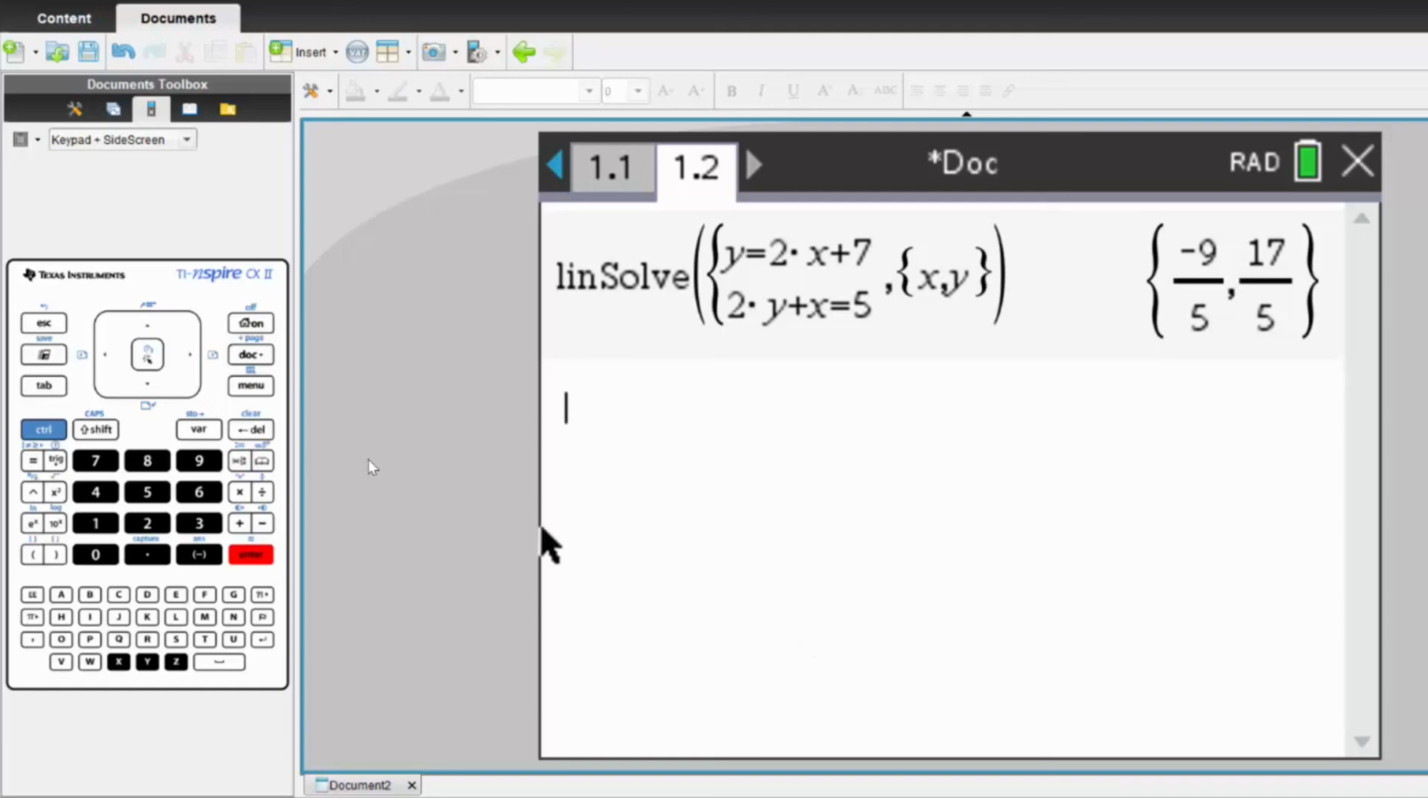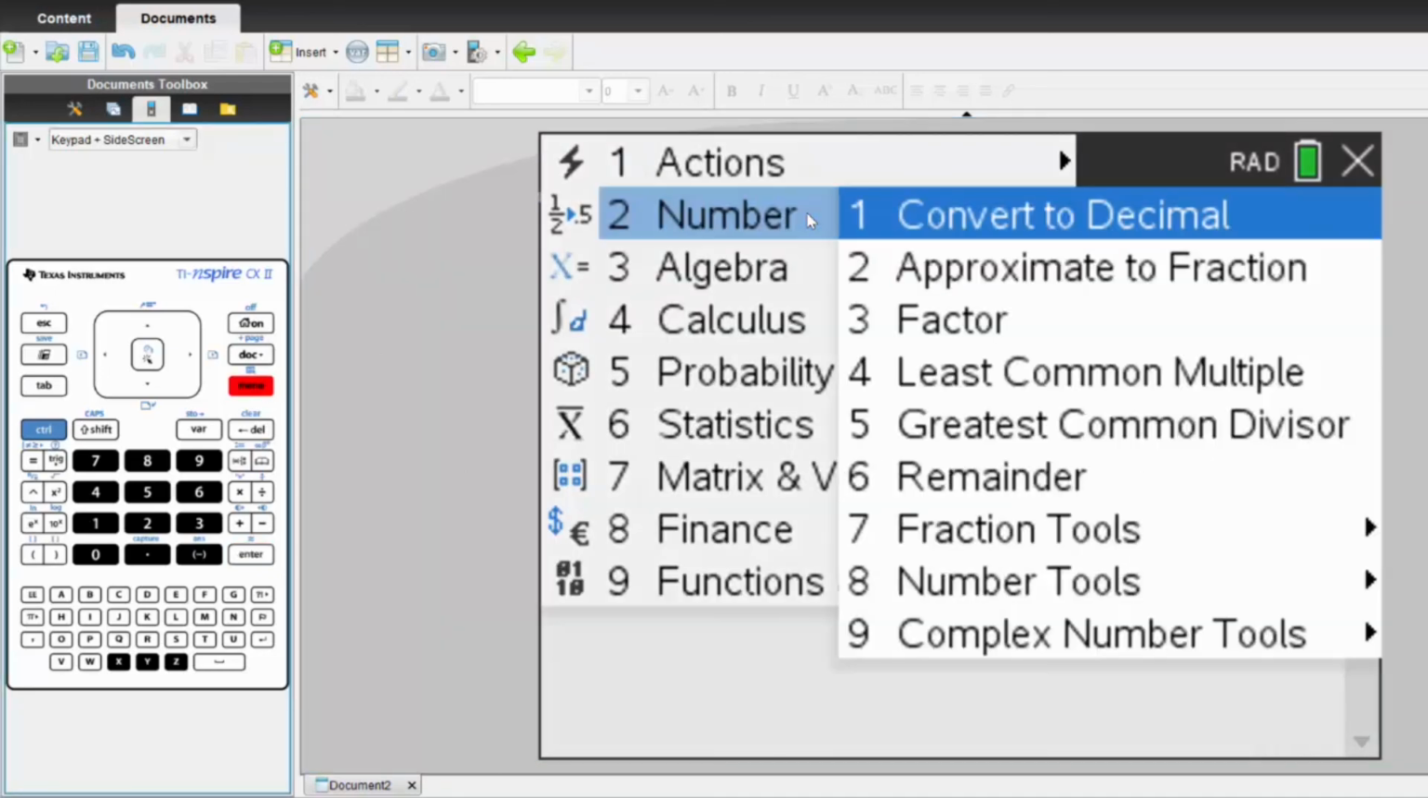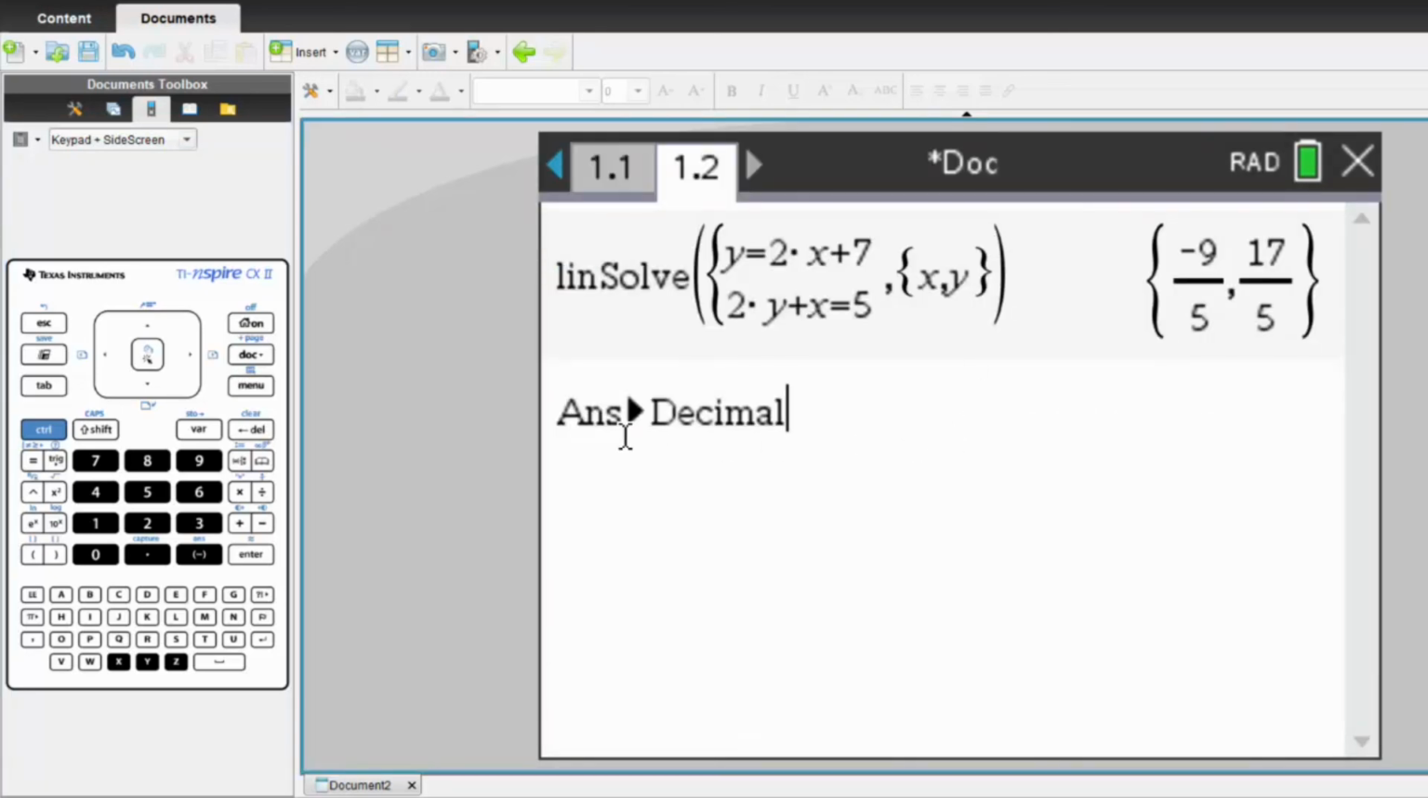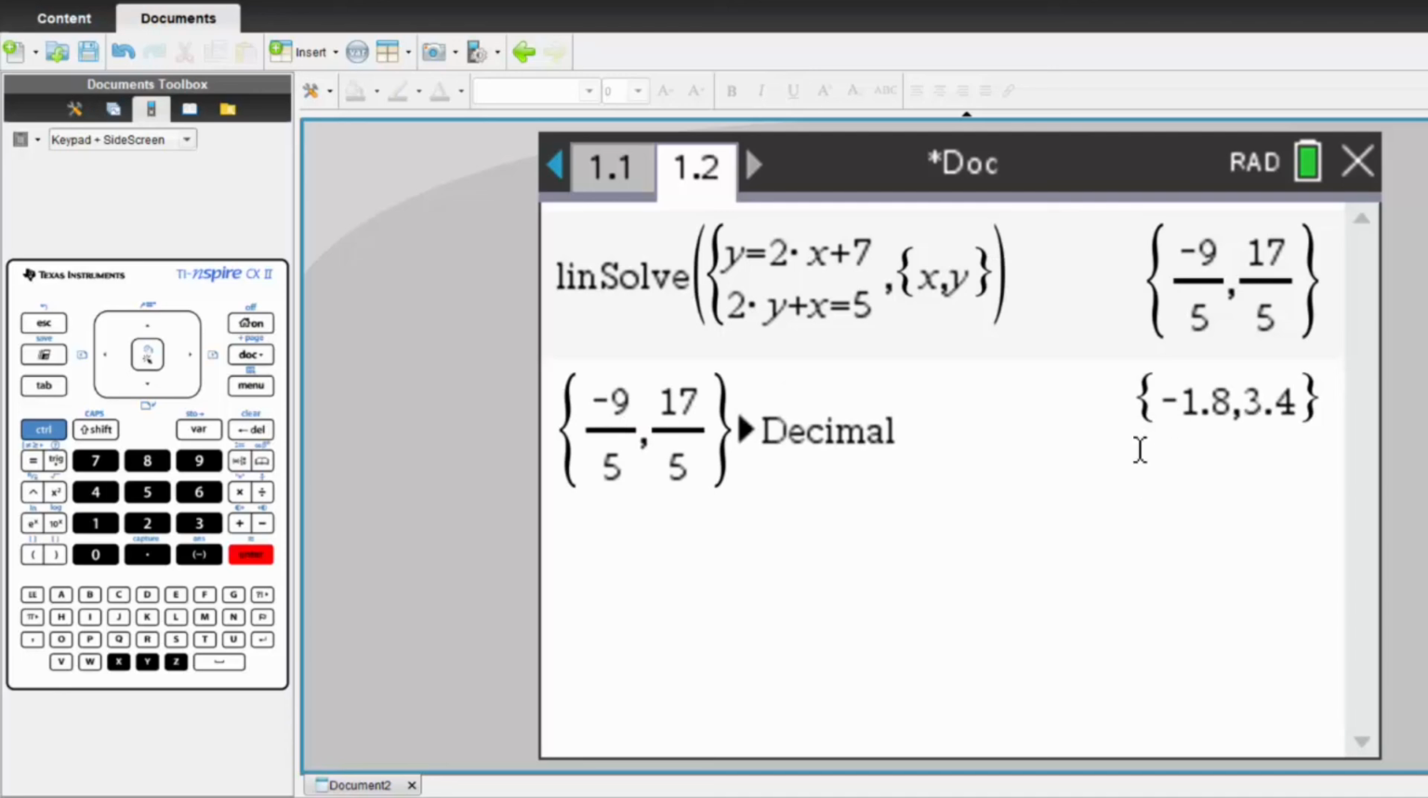You can here change things to a decimal. So if you press Menu, and if you go to number, convert to decimal is number 1. Just click that, and we'll go answer to decimal, press enter, and there we are, it will convert it for you. So as you can see there, we have the same solution of negative 1.8 and 3.4.